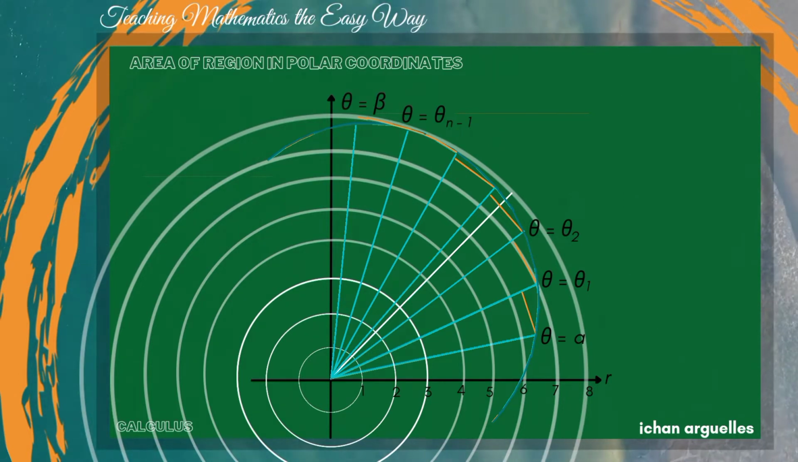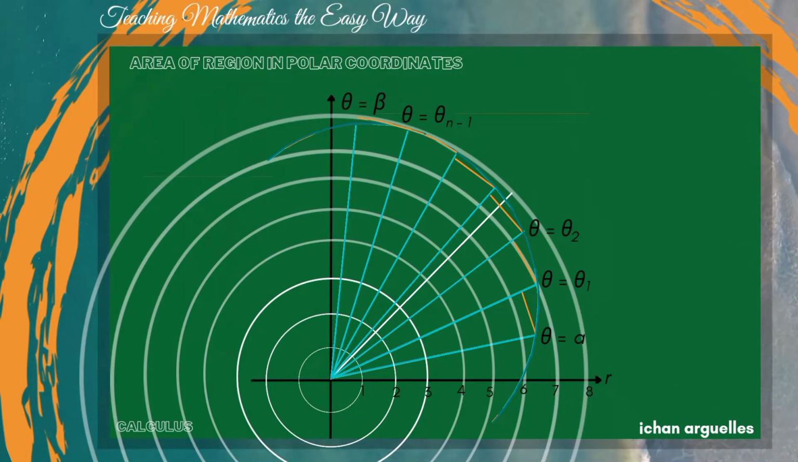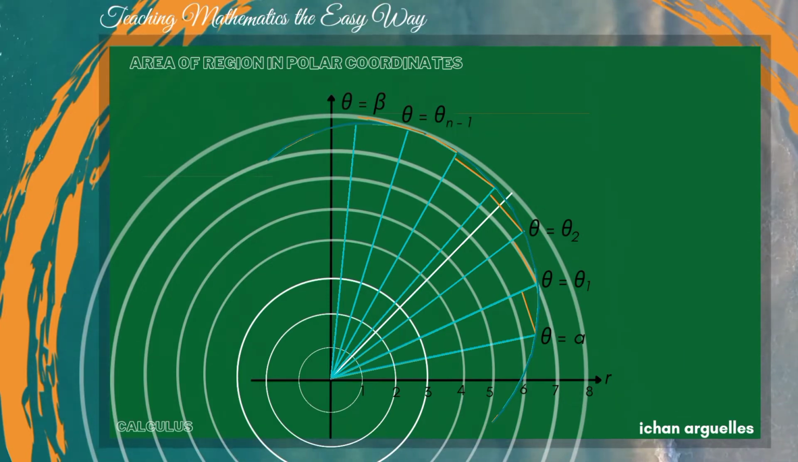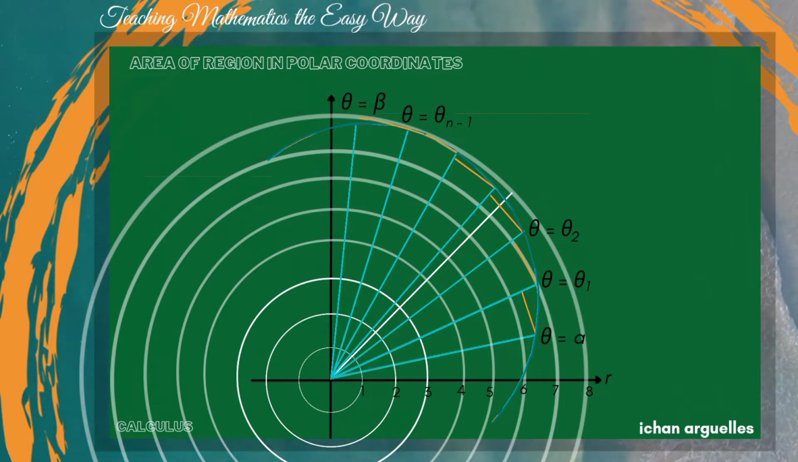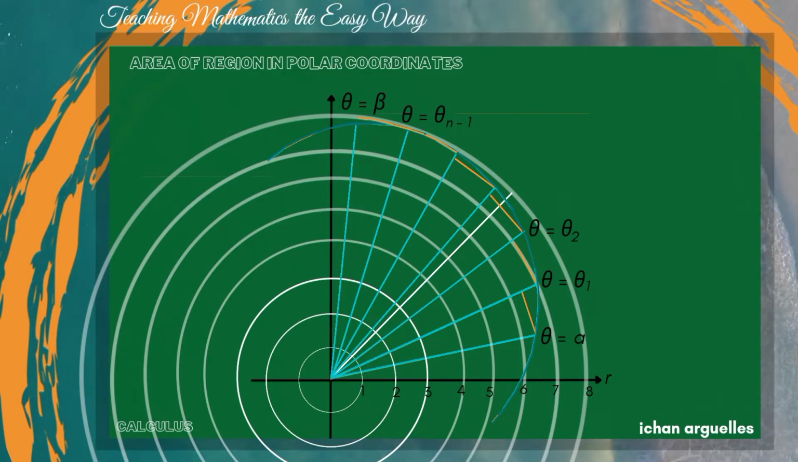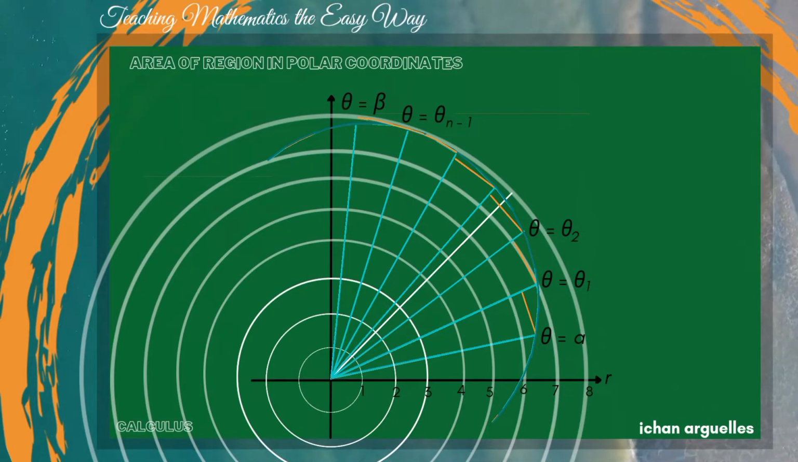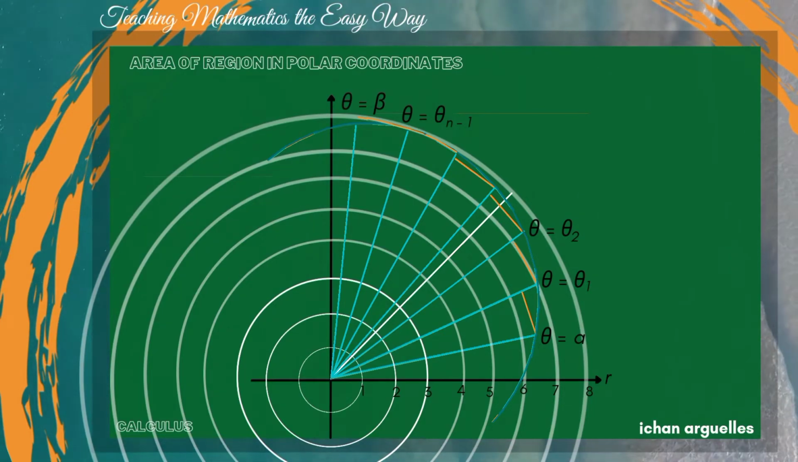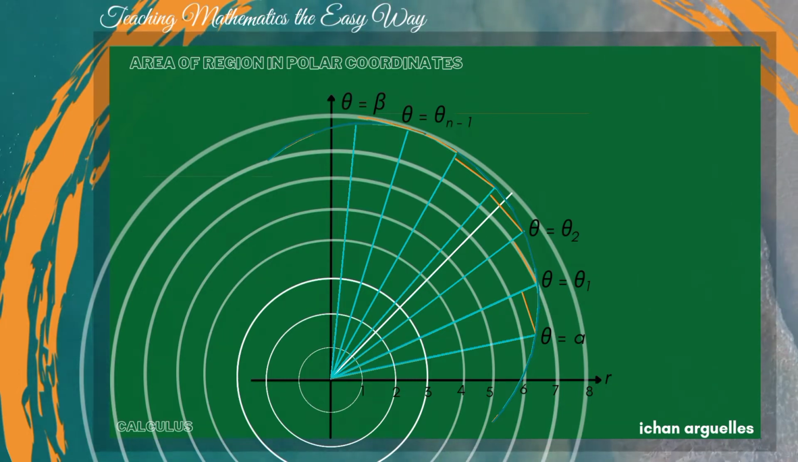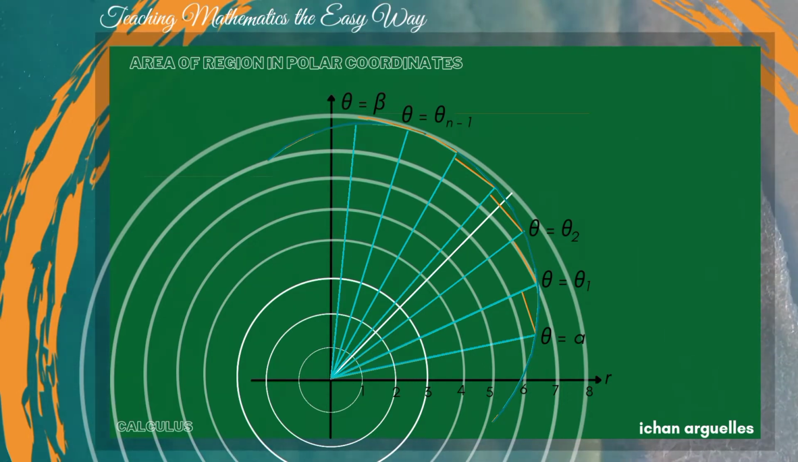Now consider a curve defined by the function r equals f of theta, where alpha is less than or equal to theta, which is less than or equal to beta. Our first step is to partition the interval [alpha, beta] into n equal width subintervals. The width of each subinterval is given by the formula change in theta equals the quantity beta minus alpha over n, and the ith partition point theta is given by the formula theta equals alpha plus i times change in theta.